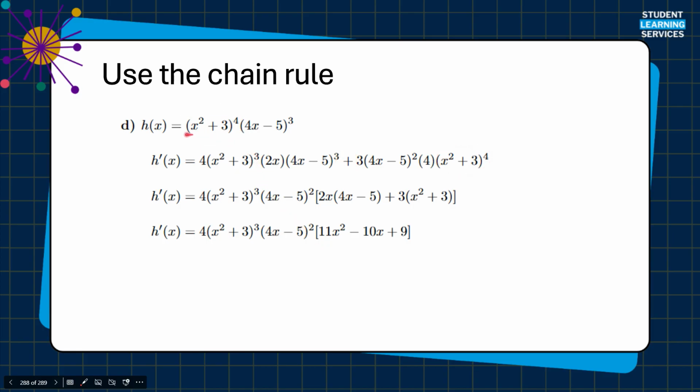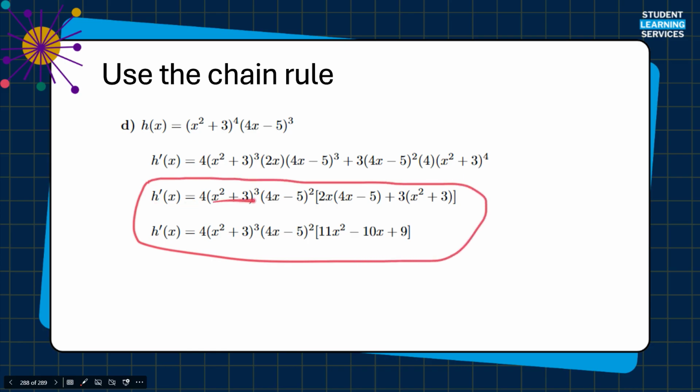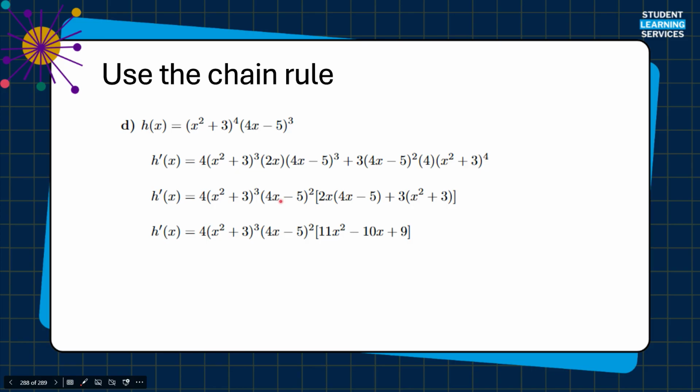So the derivative of the first, which is 4 times the thing inside to the 3, times the derivative of the inside, which is 2x, and then plus the derivative of the second, which is 3 times (4x minus 5) to the 2, times the derivative of the thing inside, which is 4, and then times the first. For the rest, it's just dirty work of algebra by simplifying the expression, which I will not spend time on. The key idea for this video is to recognize the chain rule and apply it.